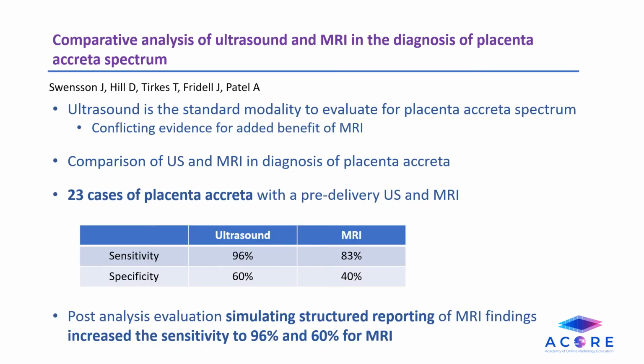And this is an interesting article which examines the use of ultrasound compared to MRI in the diagnosis of placenta accreta spectrum. Ultrasound is the standard modality to evaluate for placenta accreta. However, there's been conflicting evidence in the literature for some added benefit of MRI. So what they did is they looked at ultrasound and MRI with 23 cases of diagnosed placenta accreta post-delivery, and patients who had both an ultrasound and MRI prior to delivery.